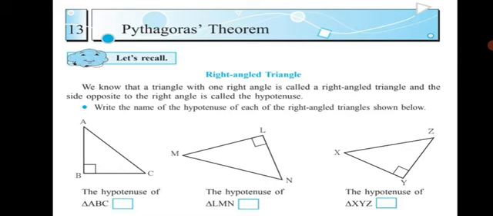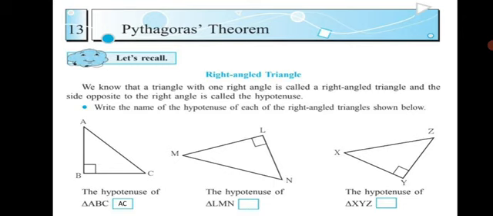Now you have an activity on page 87 of your textbook. All you have to do is write the name of the hypotenuse of each of the right angled triangles shown below. Let's have a look at the first figure. In triangle ABC, we can see that angle B is 90 degrees. So the hypotenuse is just opposite, that is side AC. So we can write the hypotenuse of triangle ABC is AC.